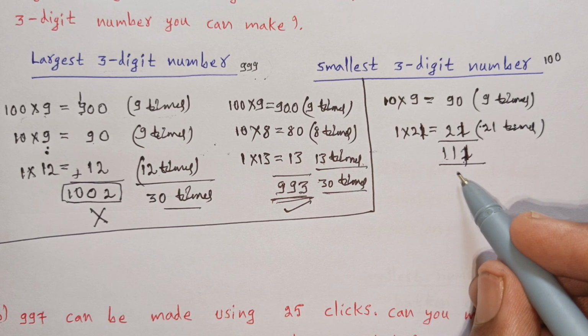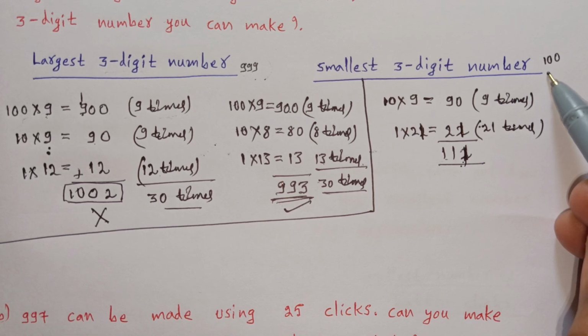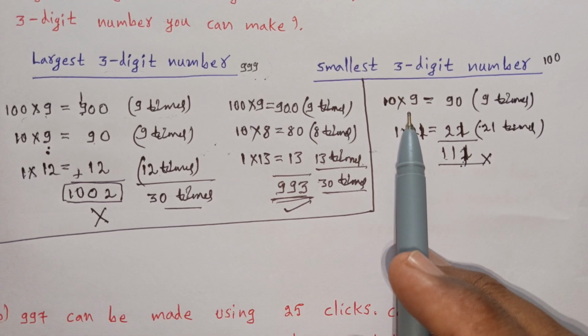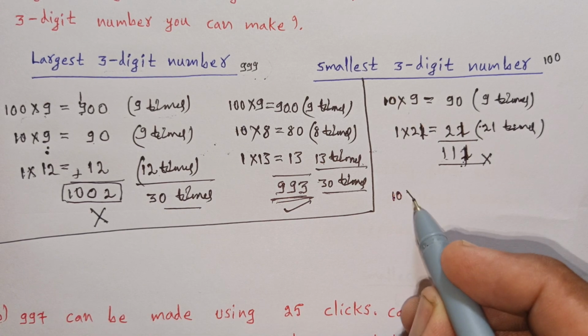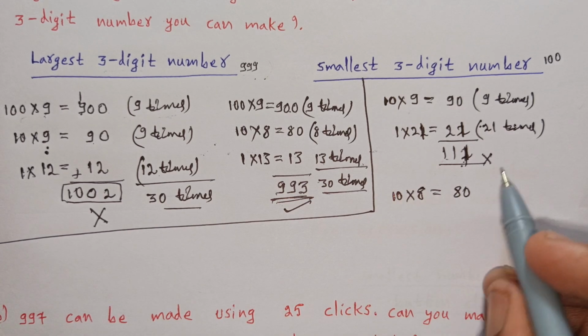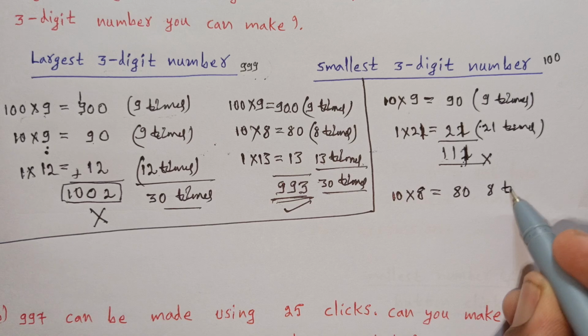But is it very near to the expected one, 100? No, it is not possible. So what we have to do, instead of 10 into 9, we have to take 10 into 8 only. So we will get 80. 10, 80, 80. So here the number of times are 8.